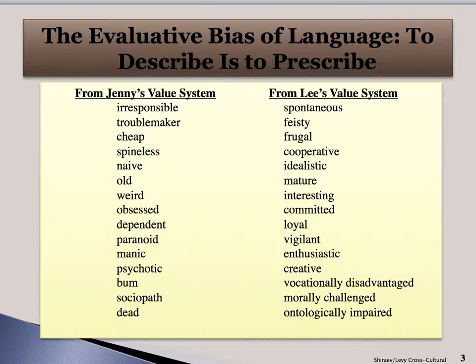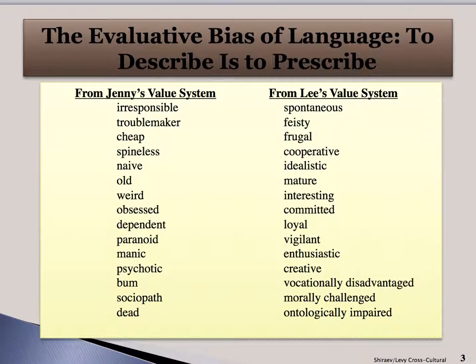So for this slide, I've included a table that you can find in your book that describes adjectives or descriptors from Jenny's value system and from Lee's value system. And what I really wanted to highlight here is that the language that we learn and then use can have a powerful impact on how we think about ourselves, others, and the world around us. The example on this slide demonstrates the same phenomenon as described from two different perspectives. Now, the book deems Lee's values as consistently more positive than Jenny's attributions.